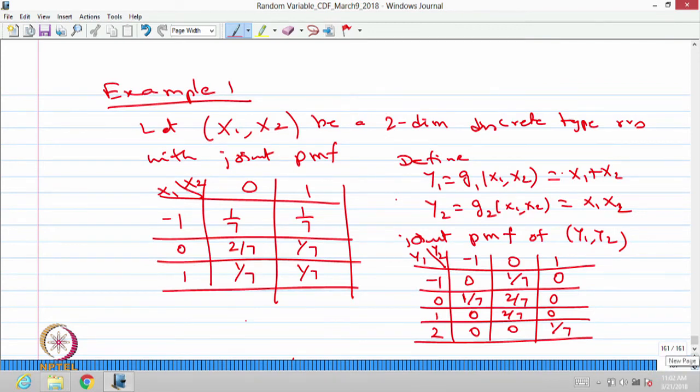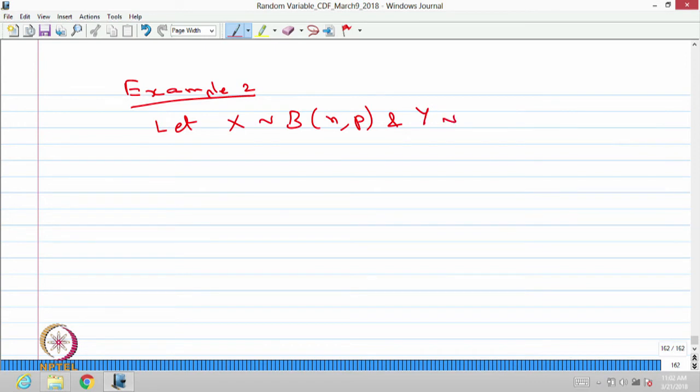This is a very easy example. Now we will go for a little different example. Example 2. Let x be a random variable which is binomially distributed with the parameters n comma p, and another random variable y that is also binomially distributed with the parameters n comma p, same p.